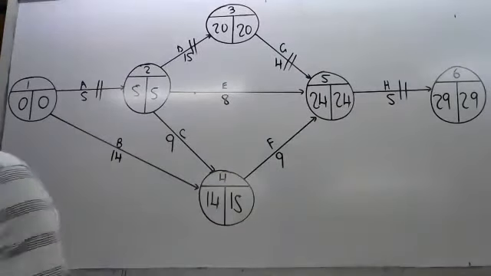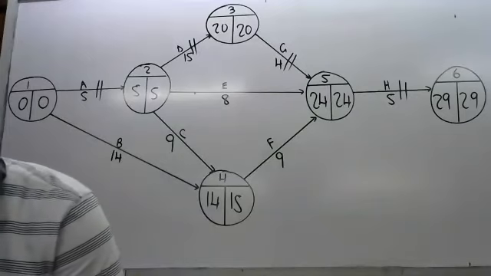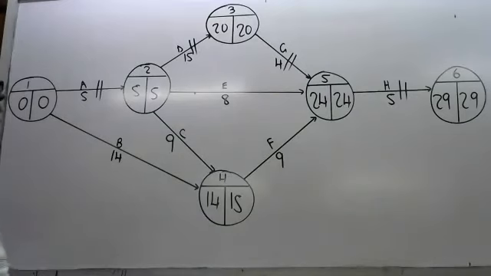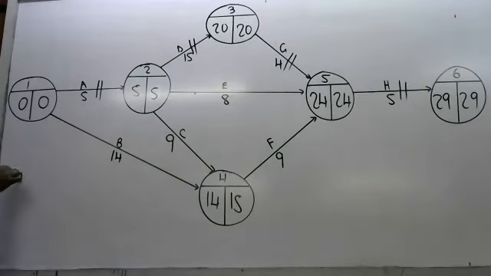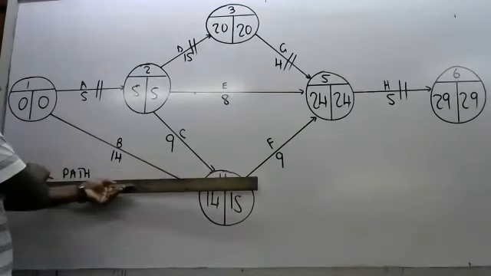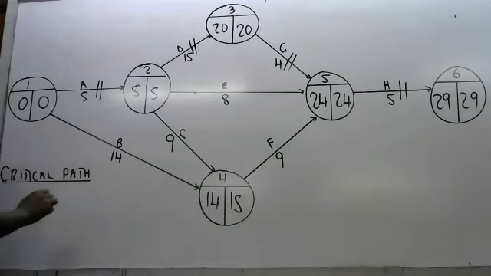So the question now was asking us to get the critical path. Critical path. So critical path, you simply say it is A through D through G through H.